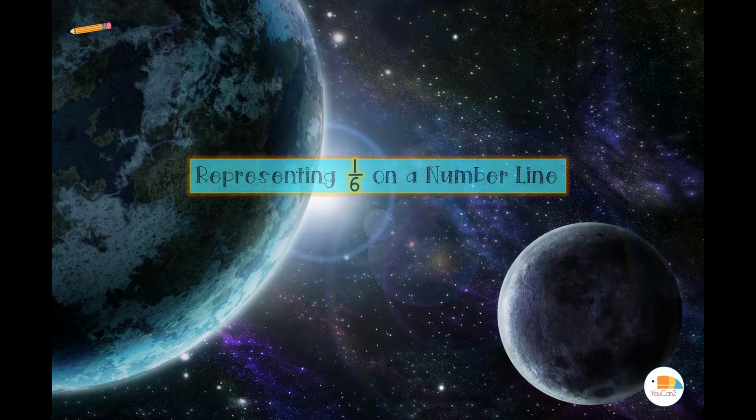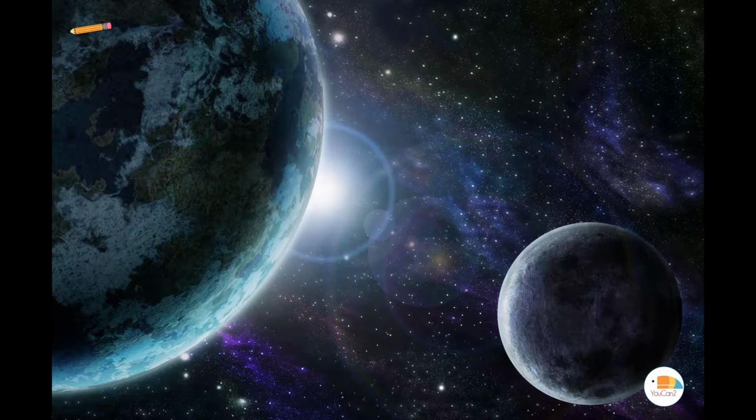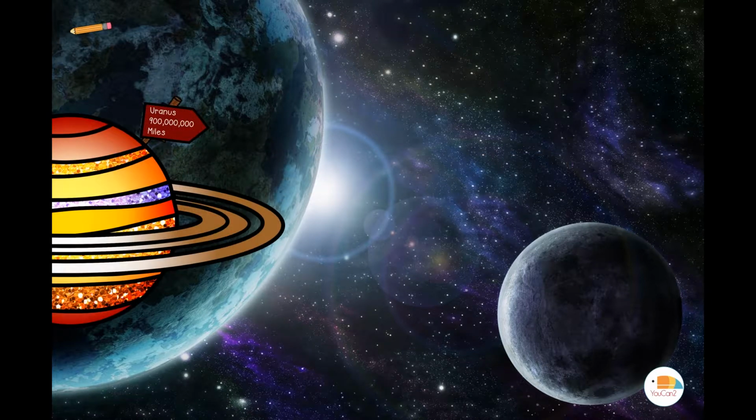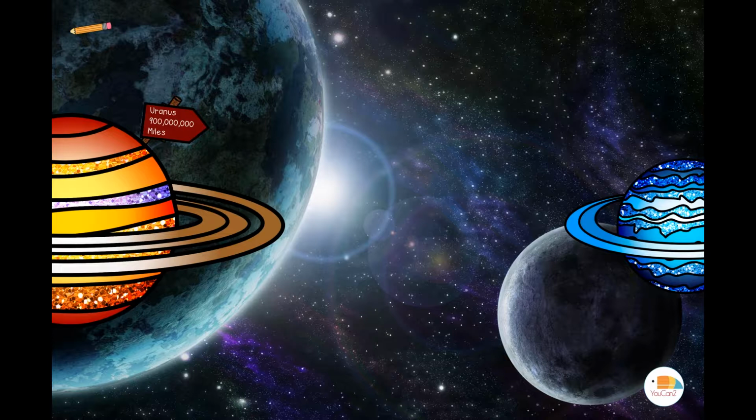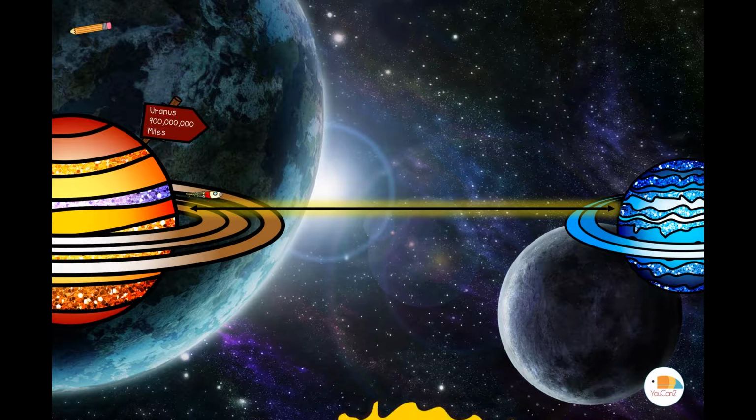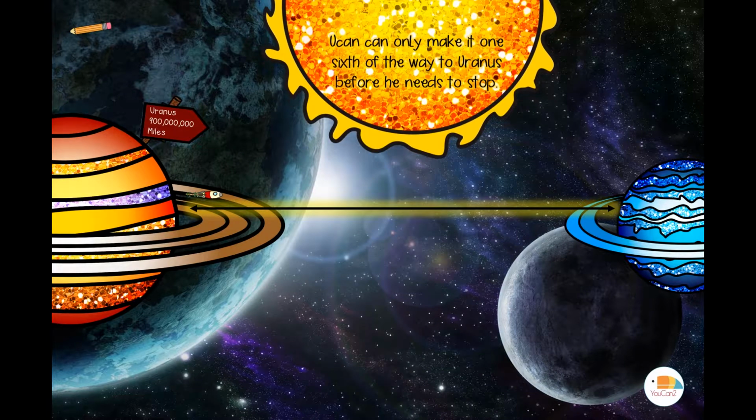Hey, Ucan, should we check your itinerary again? Let's pull that guy out. Yep, looks like you're going to be leaving Saturn and heading to Uranus. Whoa. Uranus is 900 million miles away. Your little rocket's only going to make it 1/6 of the way before you need to stop to refuel.